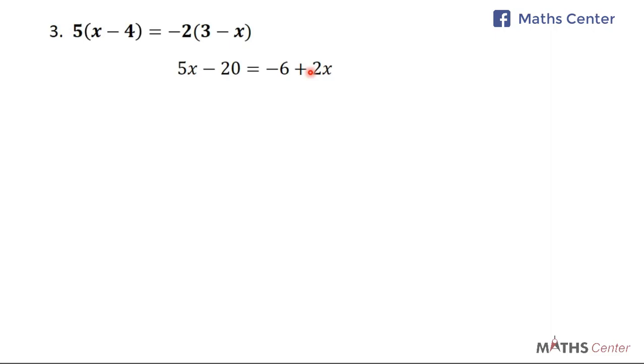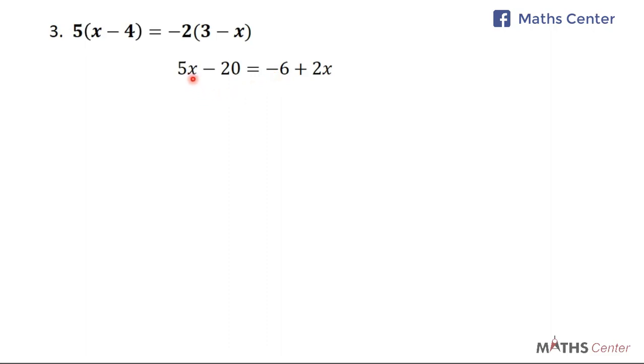Once again, if you watch the video on multiplication of algebraic expressions, you will see that in that video we said when a negative term multiplies another negative term, the result will be a positive term. So minus 2 times minus x will give us 2x. So here we have type 2. So what do we do? We group like terms. 5x and 2x are like terms, so we group them on one side. Negative 20 and negative 6 are also like terms, so we group them on the other side.